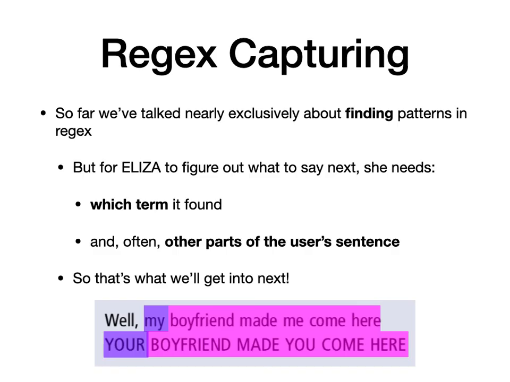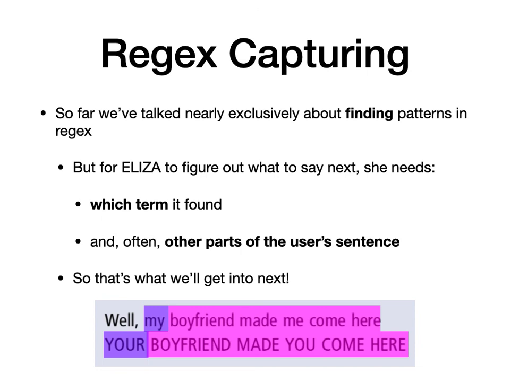Now, the trick here is that all we've talked about so far is finding patterns using regex. But as we've already seen, Eliza needs to figure out what to say next, so she needs a couple of things. She needs to know which term it actually found. Just because something matched doesn't mean it's a specific one, right? It needs to figure out, I need to look up which way I'm going to address this, right? And then other parts of the user sentence it's going to use. We've already seen that it's able to do this mirroring thing. So it's, my boyfriend made me come here. Oh, your boyfriend made you come here, right? So that's what we'll get into next.